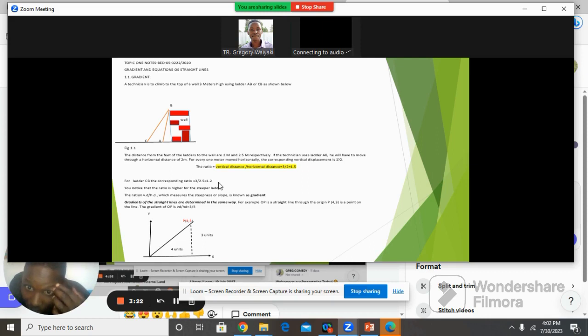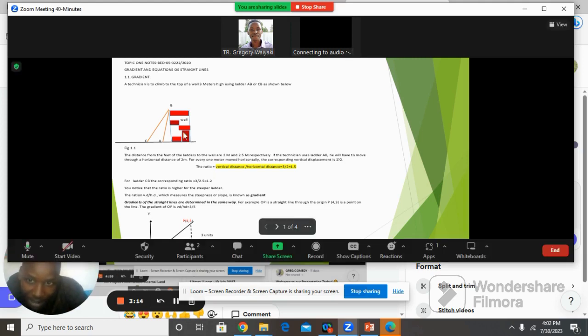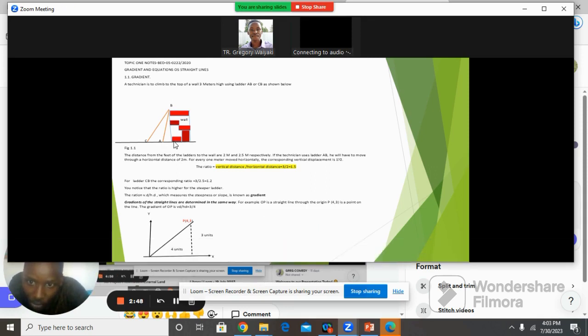So you notice that the ratio is higher for the steeper ladder. We have ladder AB and ladder CB, and you realize that ladder AB is steeper than ladder CB. That's why you notice that the ratio is higher for the steeper ladder, and the steeper ladder is ladder AB. Then the ratio, which is vertical distance over horizontal distance, measures the steepness of the slope, which is known as the gradient.